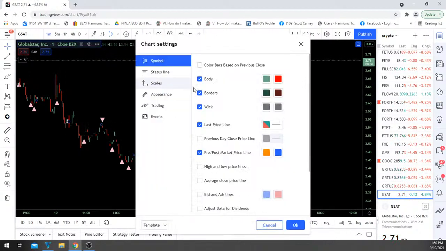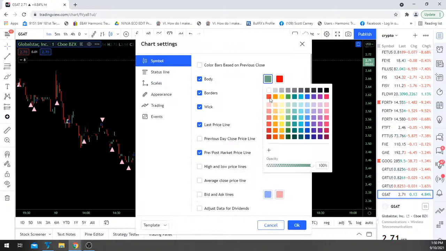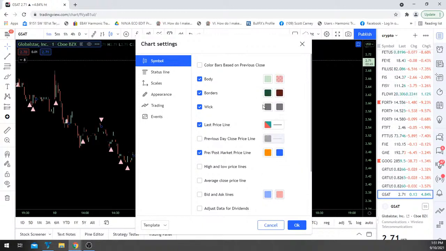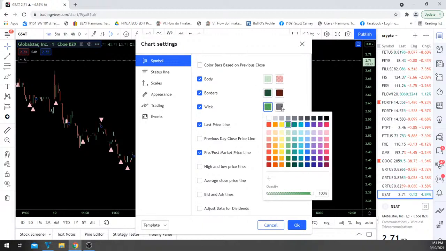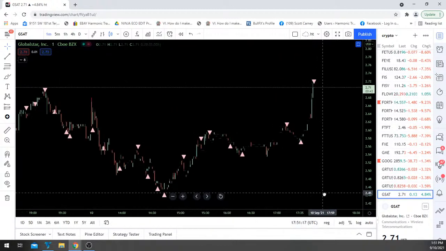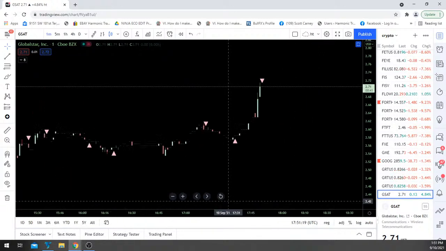Let me get... don't know why all of a sudden my screen changed. Okay. Let me do it this way. All right, now let me save that. That's a little better. Okay.